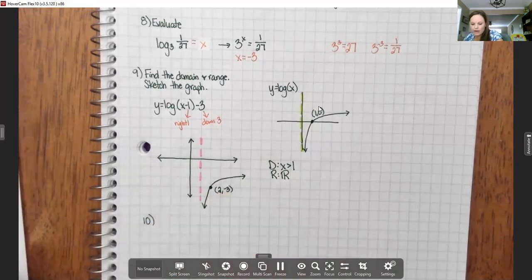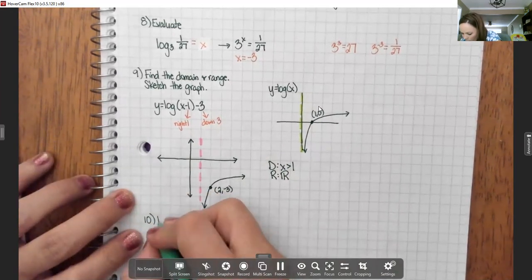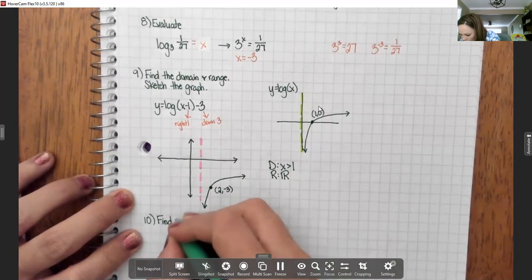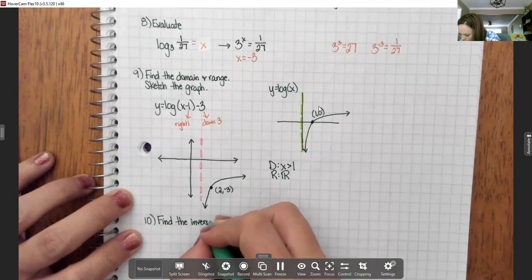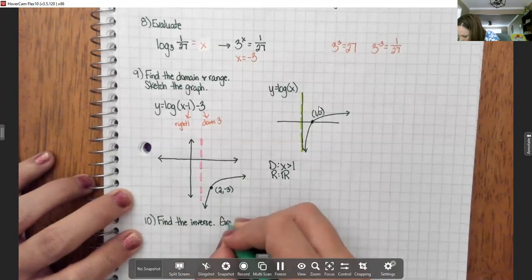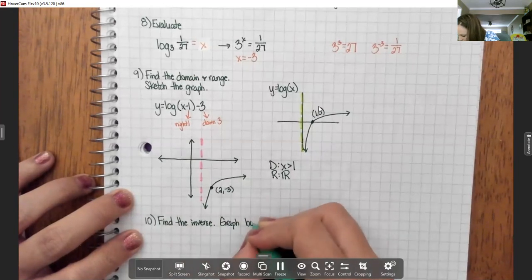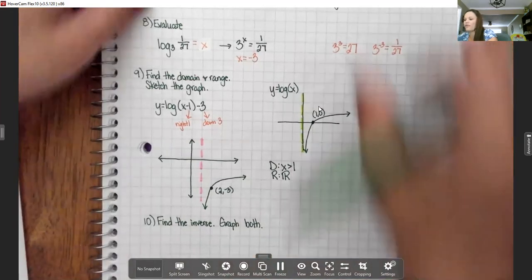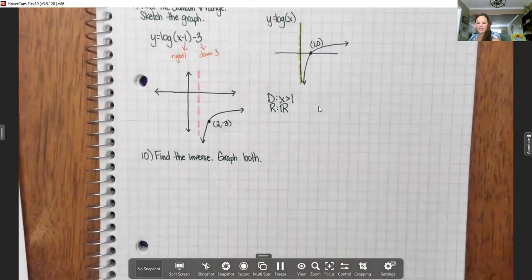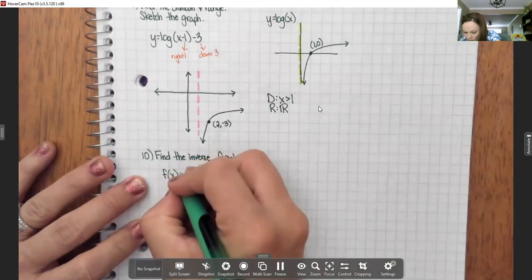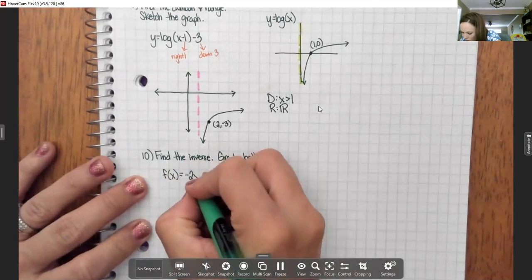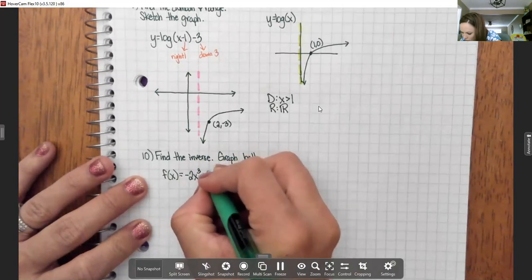And finally, number 10, find the inverse, graph both. So it wants us to graph both the function and the inverse, just kind of abbreviating those directions. f(x) equals negative 2x cubed plus 2.